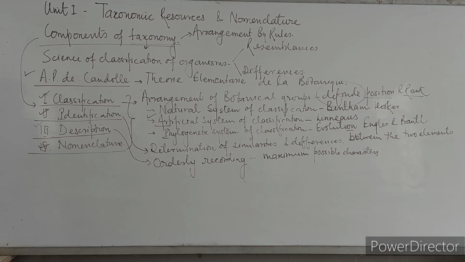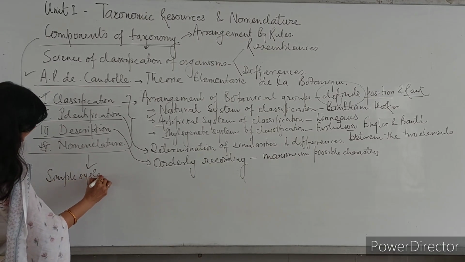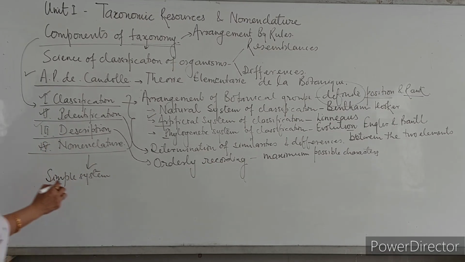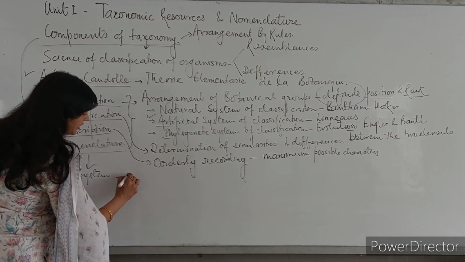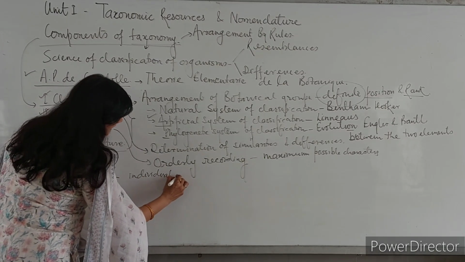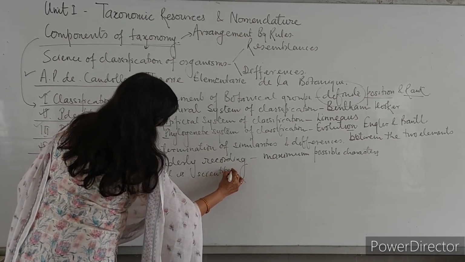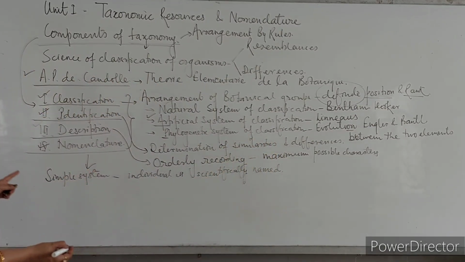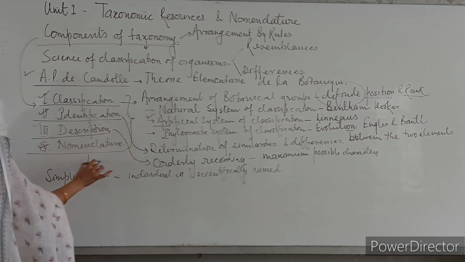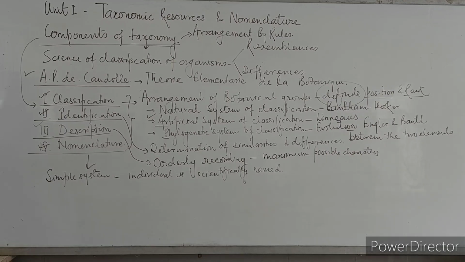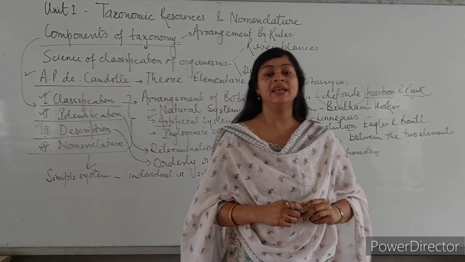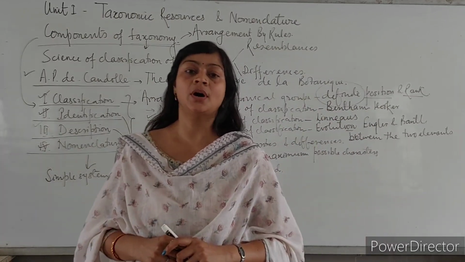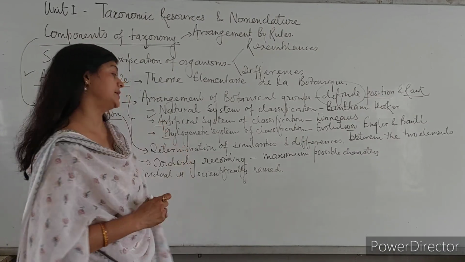Now come to the last component of taxonomy, which is known as nomenclature. What is nomenclature? It is a simple system under which an individual is scientifically named. Giving a scientific name to a plant or an animal is known as nomenclature. Nomenclature also has rules. Any scientific name or botanical name of an individual includes two parts.